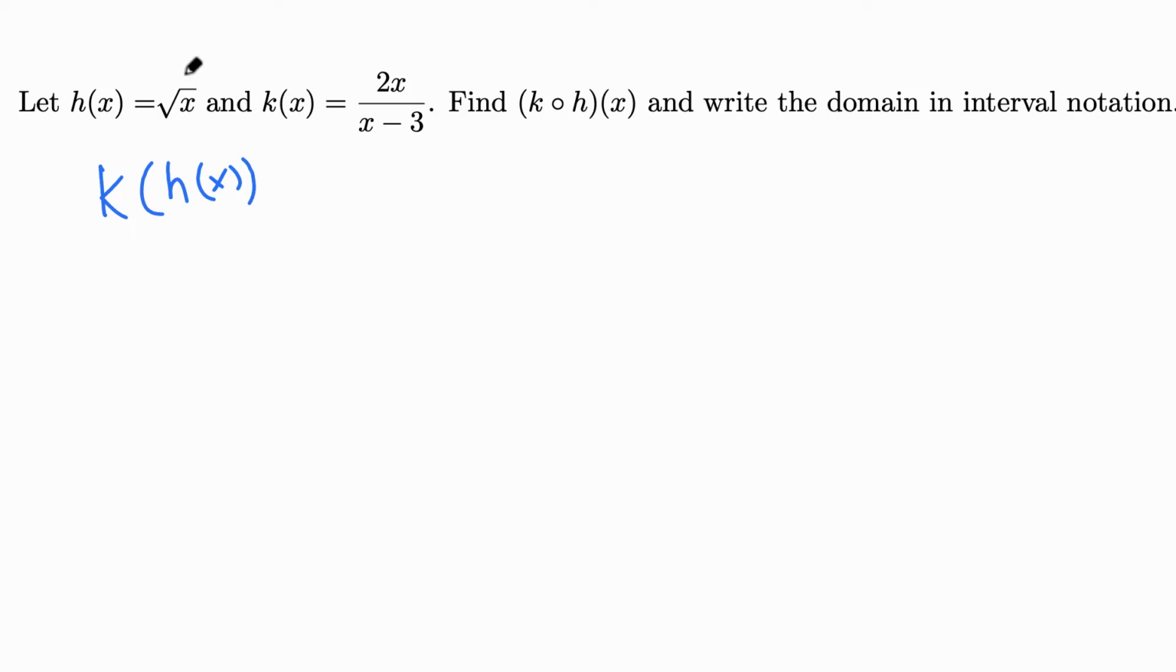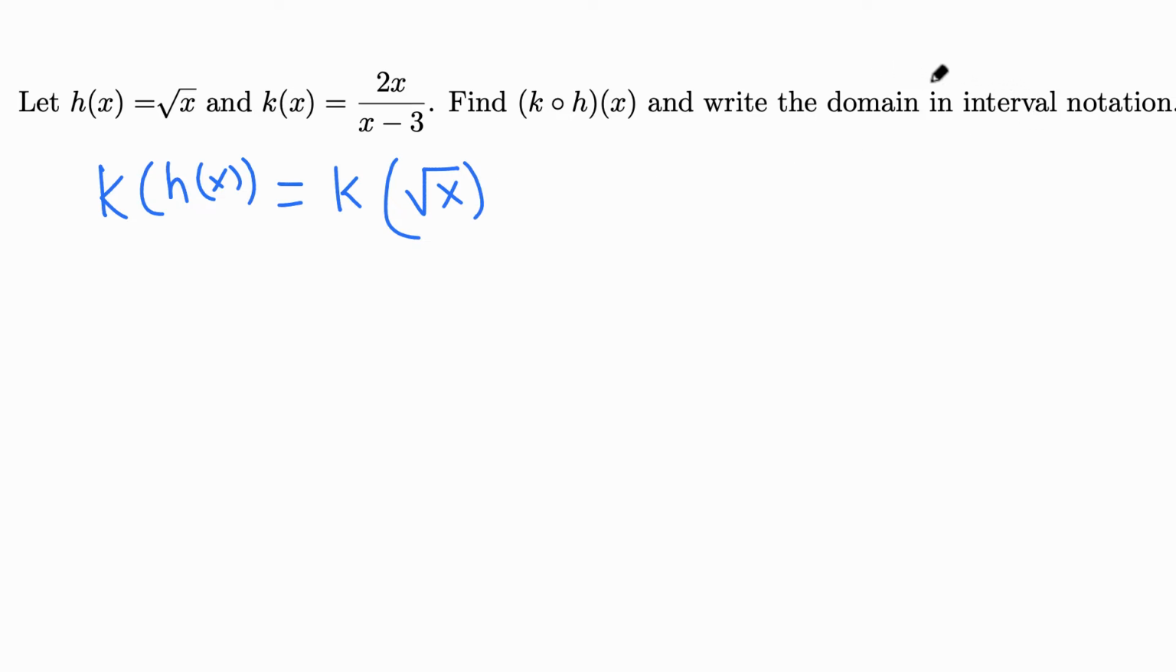So h is given, k is given. We are asked to find k circle h. That is the same as k of h of x. That equals, pretty much, plug h into k. Okay, k of h is given, h is given as root x.